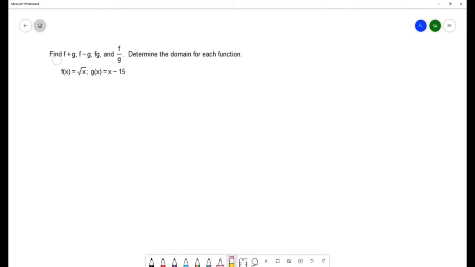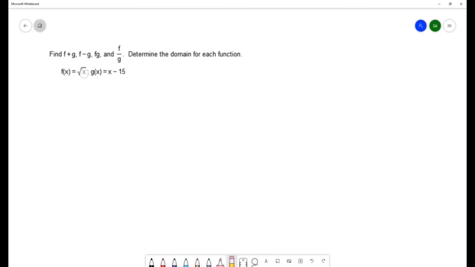On this question, we want to find f plus g, f minus g, f times g, and f divided by g. And we also want to determine the domain for each function. So I'm going to start by finding the domain of each individual function we're given. f of x is square root of x, and g of x is x minus 15.